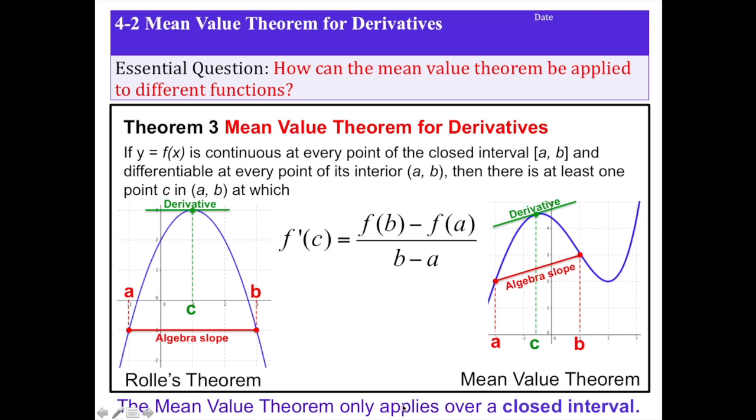The mean value theorem can only apply over a closed interval. When we go back up to this description here, notice I have square brackets, [A, B]. That closed interval gives me endpoints where I can calculate this algebra slope. If we don't have a closed interval, we don't have endpoints, and we need those endpoints for the algebra slope. Just to recap, the mean value theorem says that the value of the derivative, somewhere along the domain, equals the value of the algebra slope.